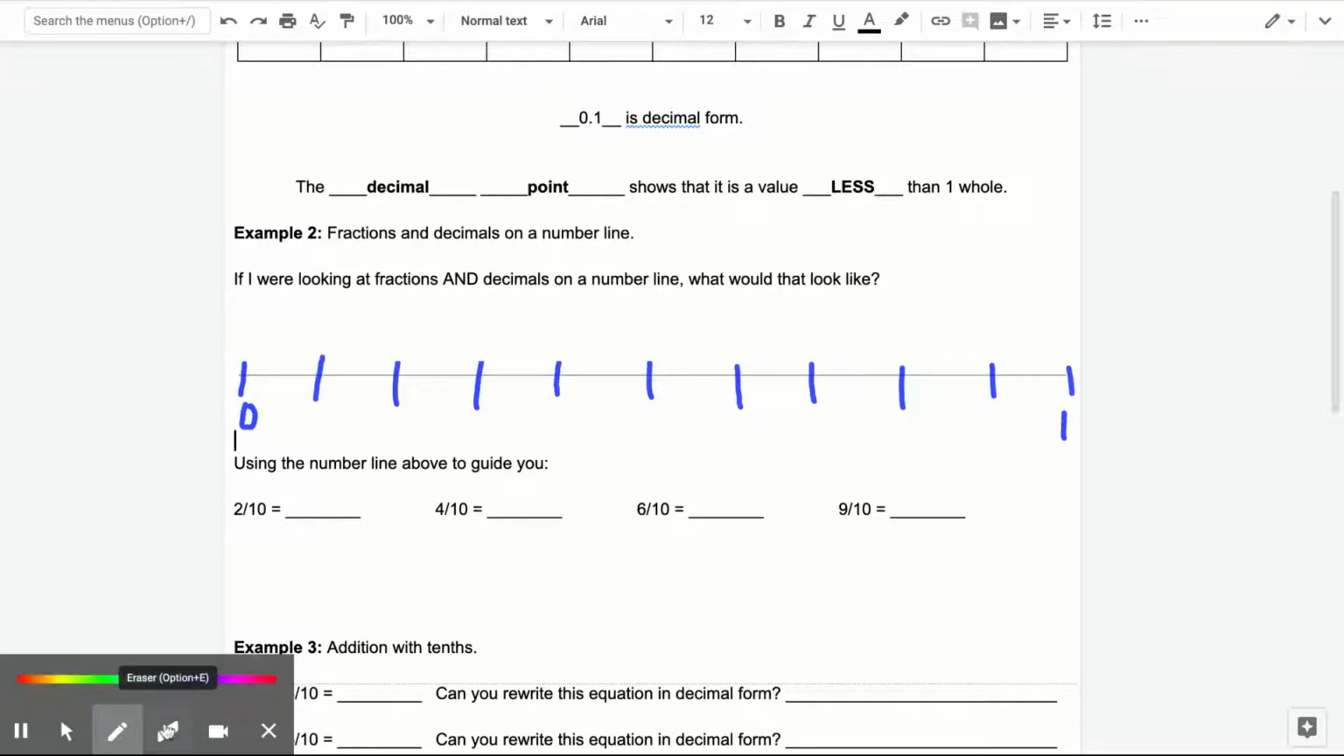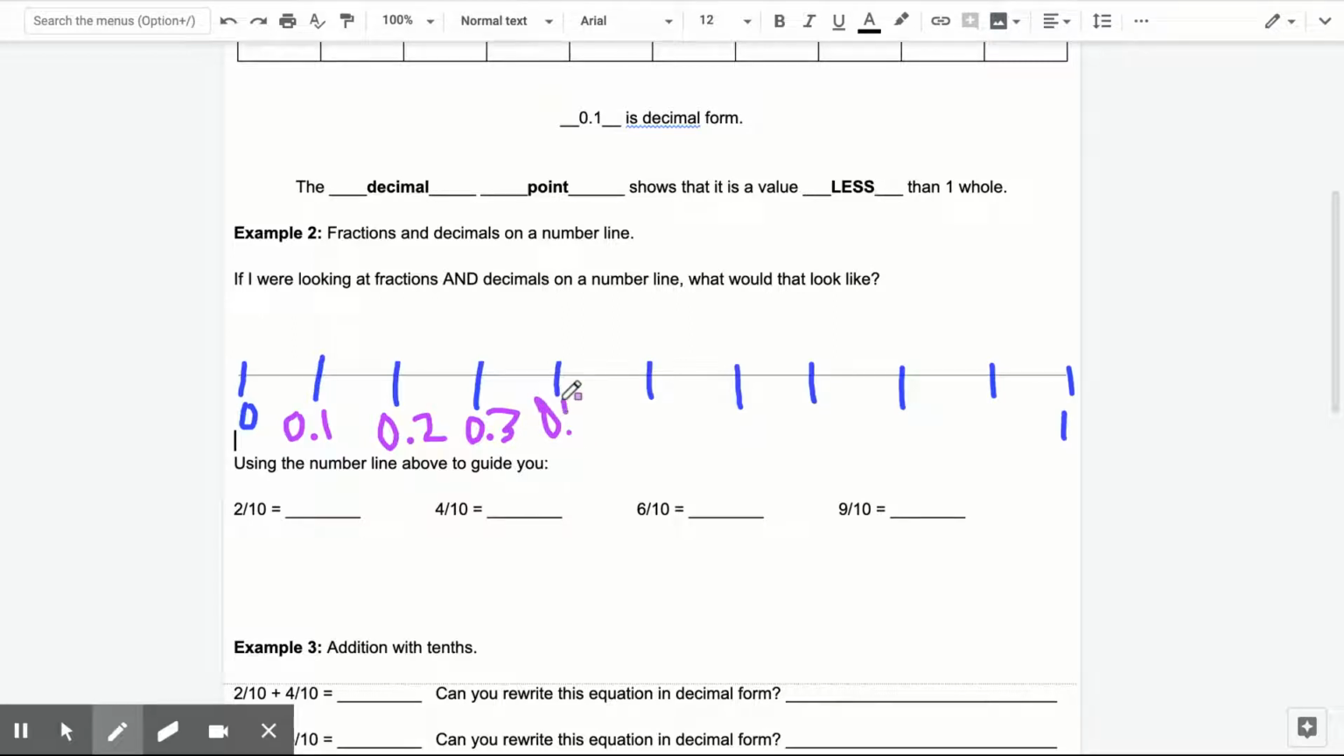Okay, so as I label these, I'm going to label across the bottom my decimal version of my tenths, and across the top we'll go back and do the fractional version so we can compare. So I'd have 0.1 or 1/10, 0.2 or 2/10, 0.3, 0.4, 0.5, 6/10, 7/10, 8/10, and 9/10, and we know that 10 tenths would make 1 whole.